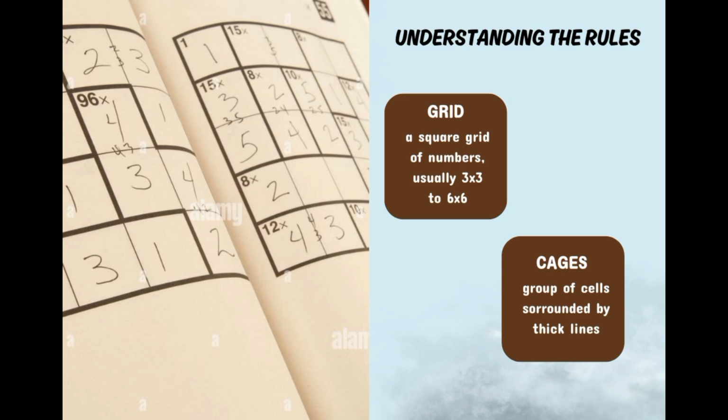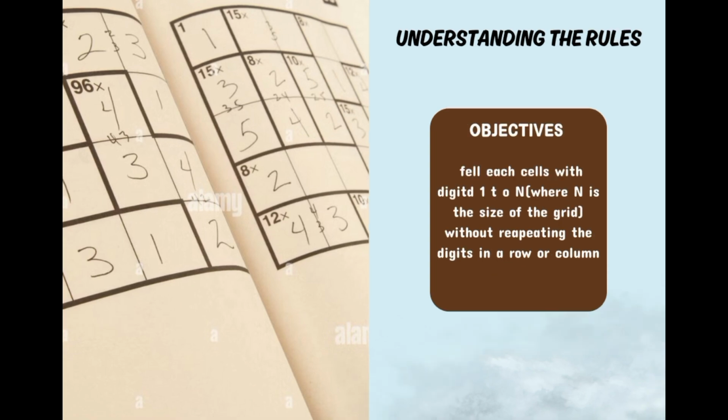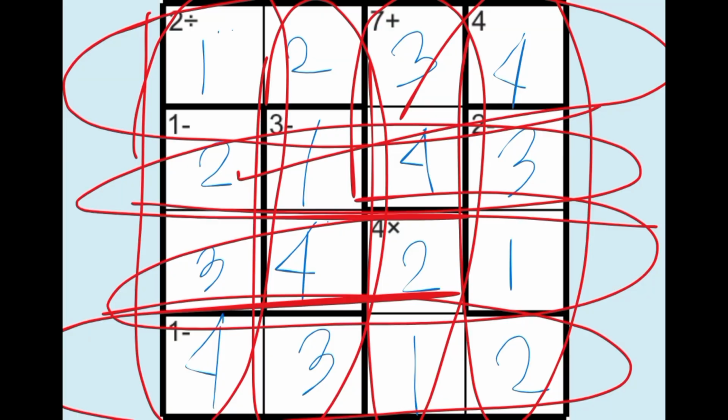Understanding the rules. Grid. A square grid of numbers, usually 3 by 3 up to 9 by 9. Objectives. Fill each cell with digits 1 to n, where n is the size of the grid, without repeating the digits in a row or column.